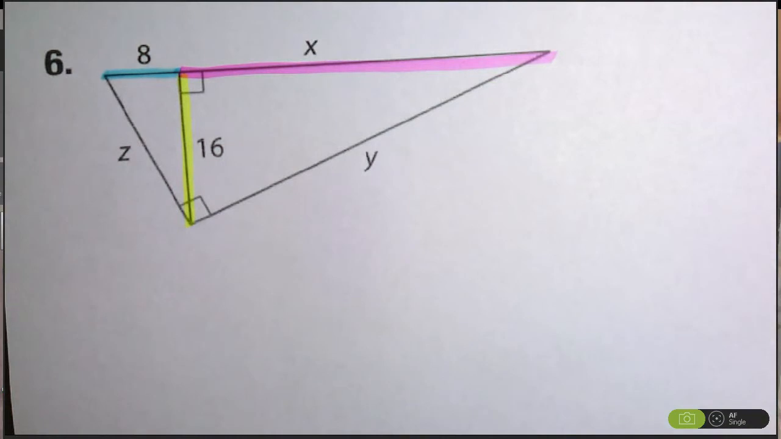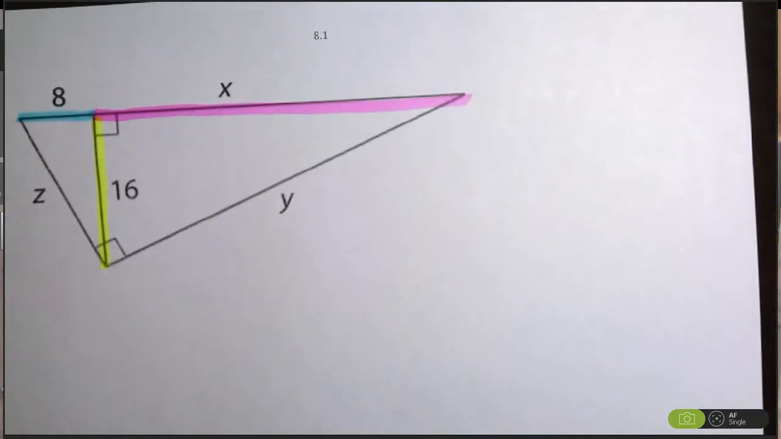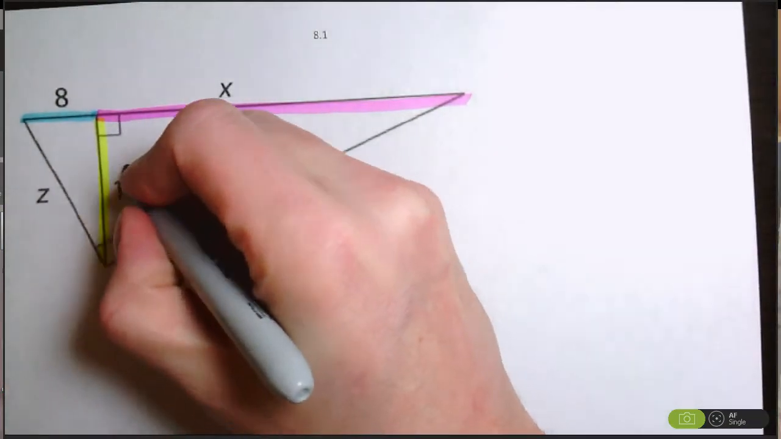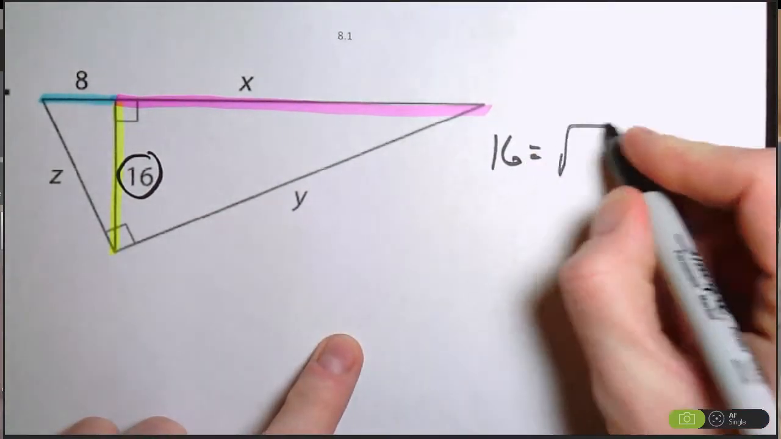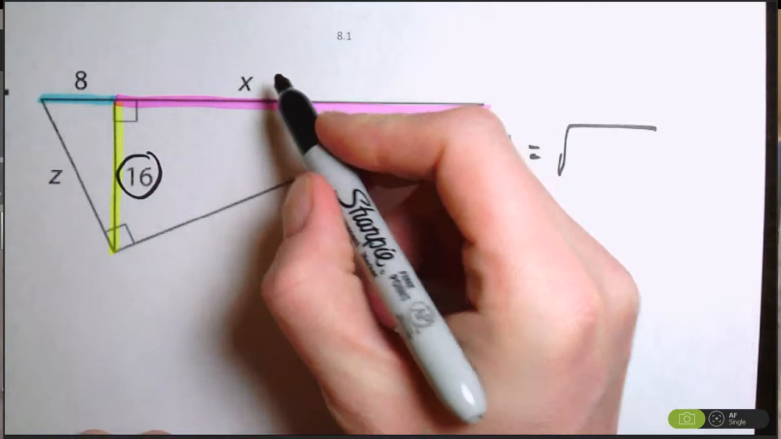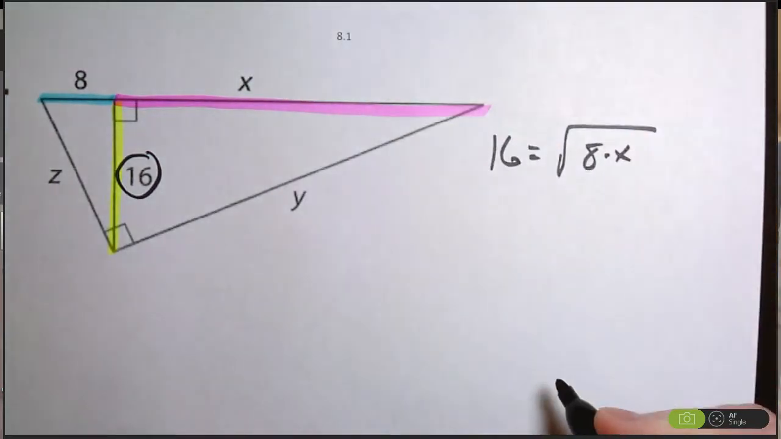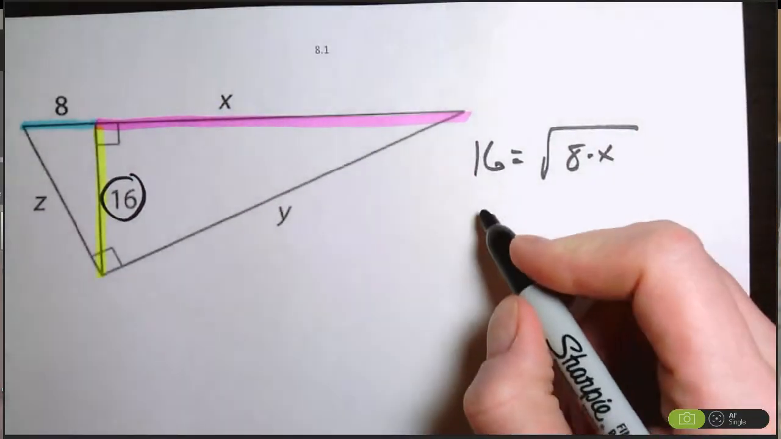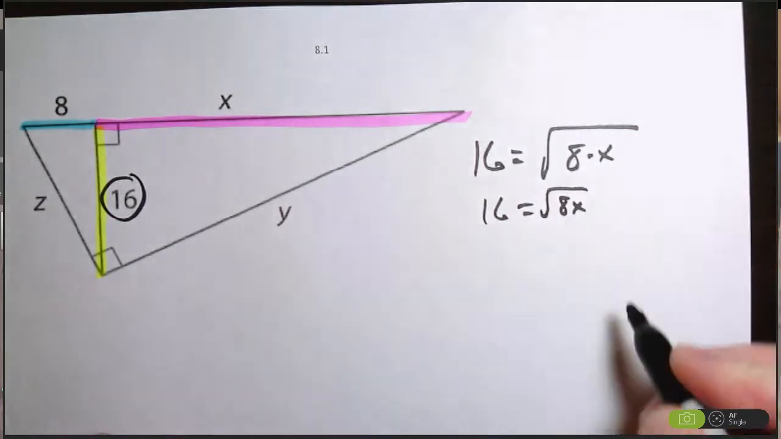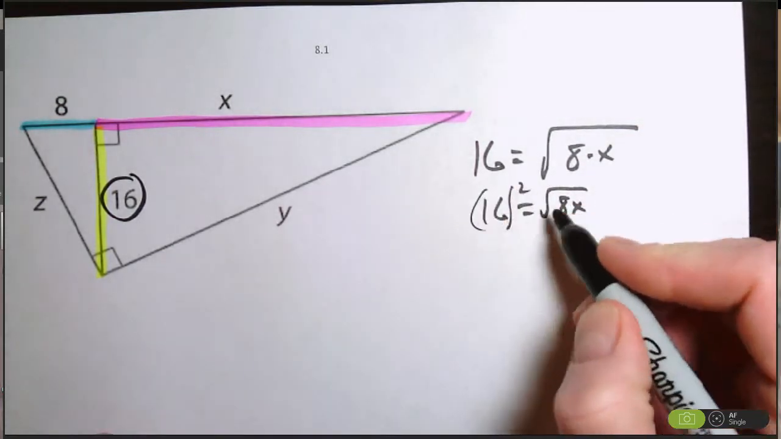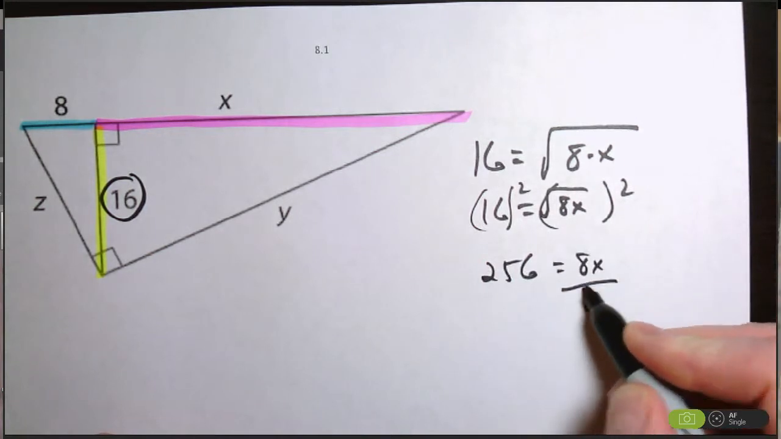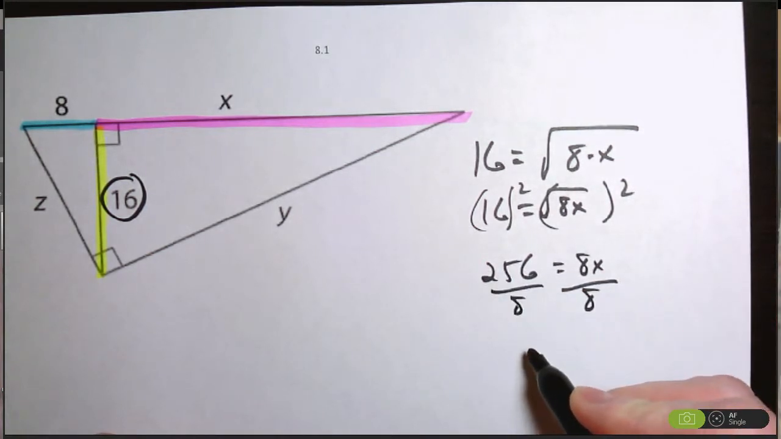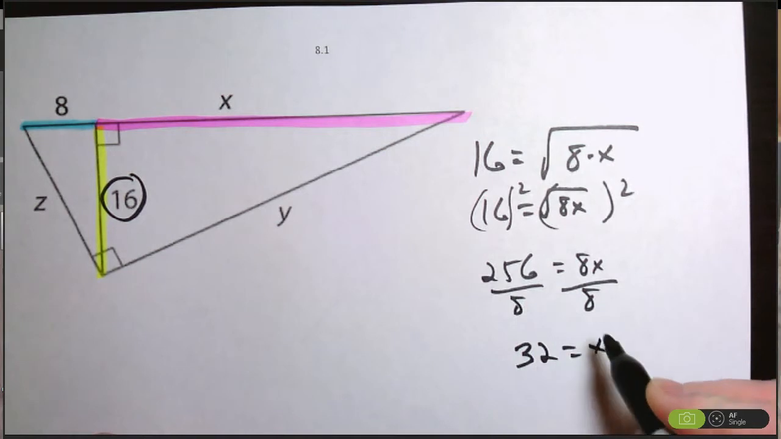So we'll still solve for x first, but now we go to solve for x. Okay, 16 is going to be the geometric mean of 8 and x. Okay. So that gives me then 16 is the square root of 8x. To solve for x, undo a square root by squaring it. 256 equals 8x. Divide by 8. That ends up being 32.